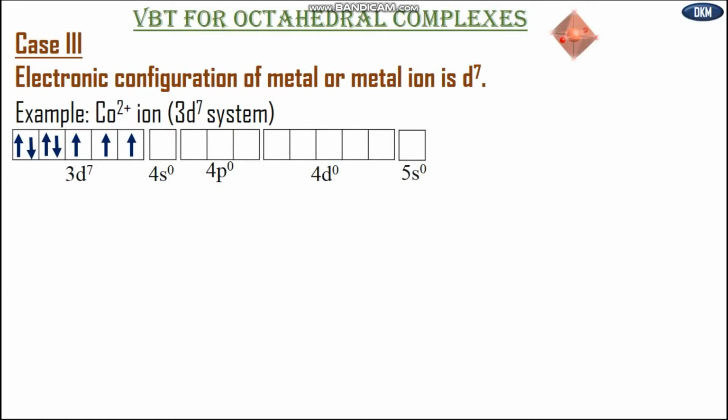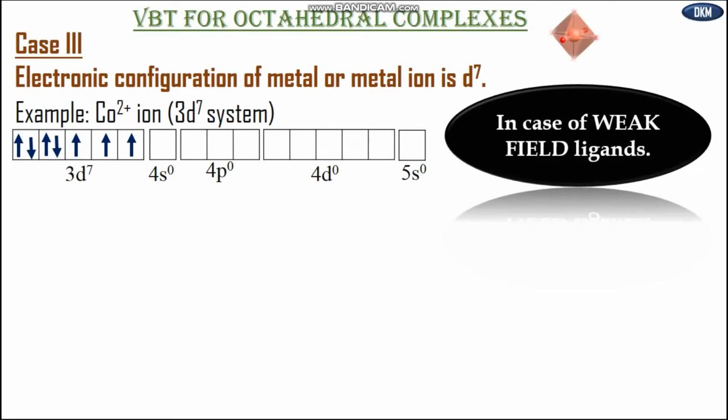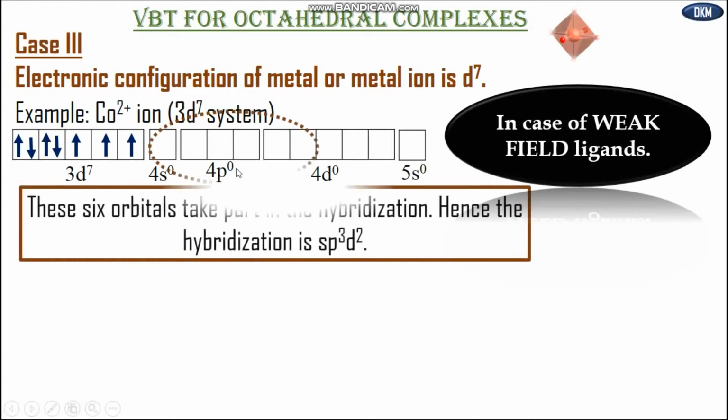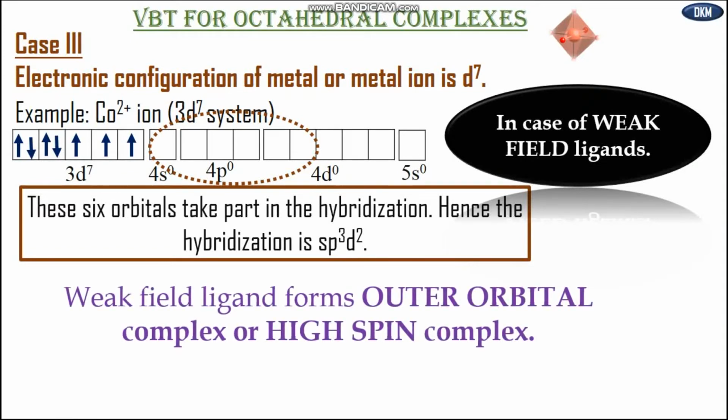First consider weak field ligands. You know, weak field ligand metal bonds are weak. So these ligands are unable to pair up electrons or promote an electron from a lower energy orbital to a higher energy orbital. Hence, in this case, outer d orbitals take part in hybridization. That is, here the hybridization is sp3d2. So we can conclude that metals or metal ions having electronic configuration d7 form outer orbital complexes with the weak field ligands.